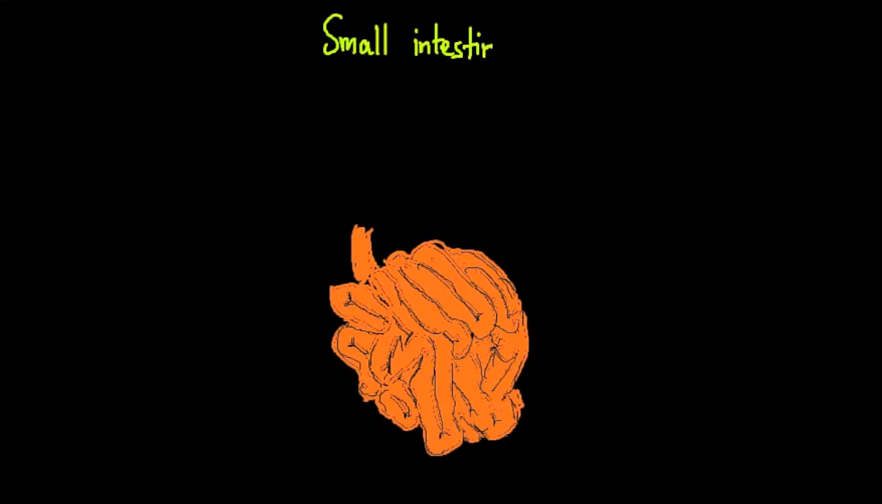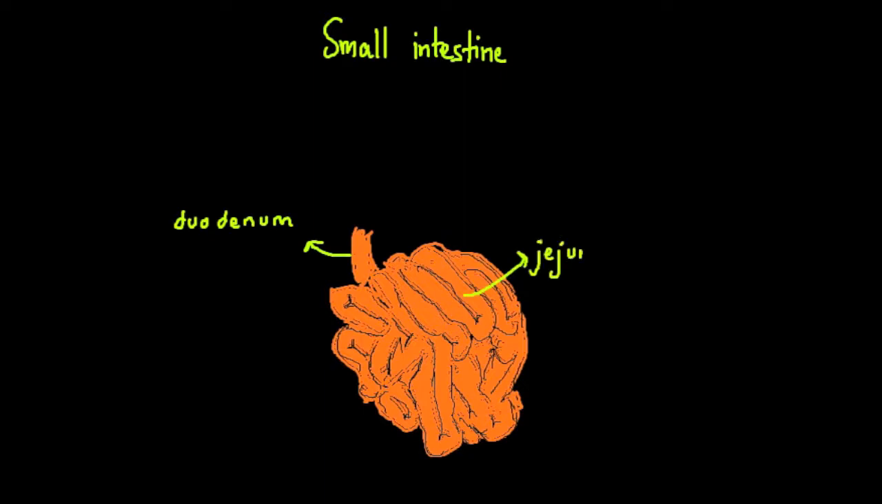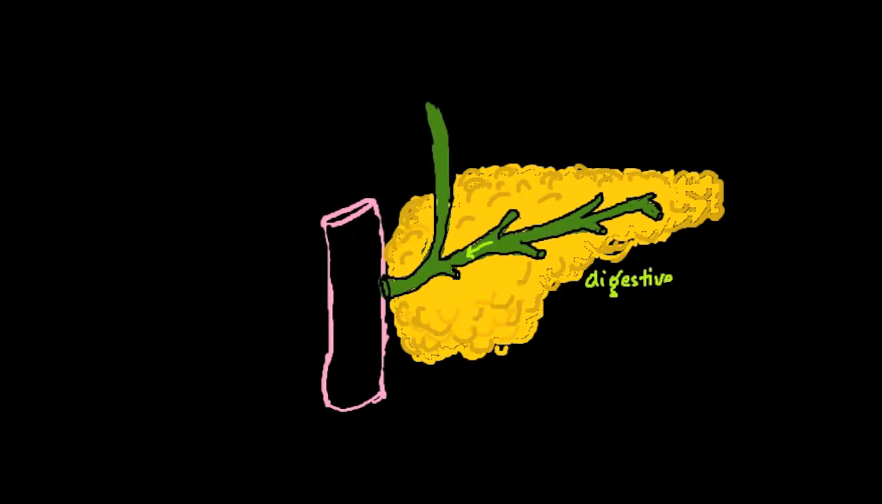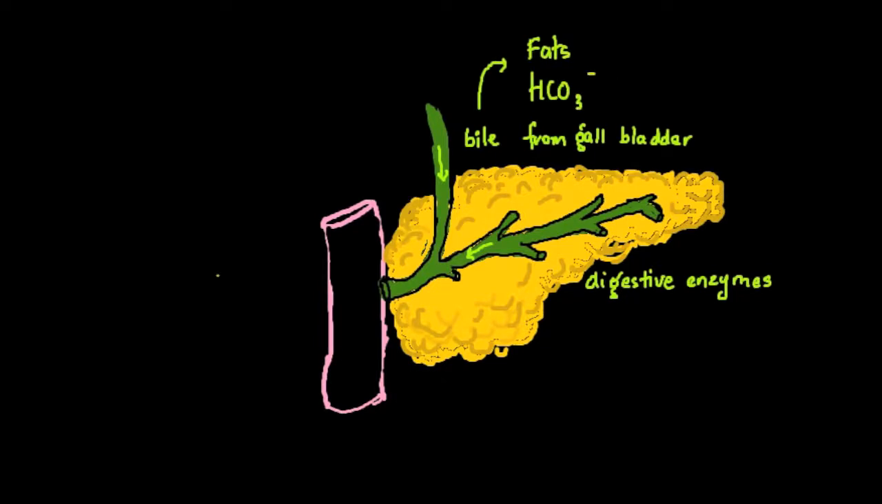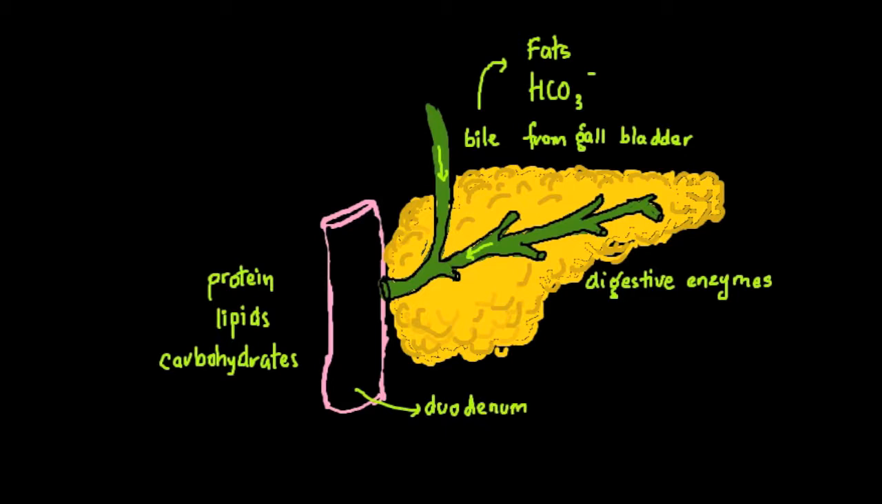In addition to the duodenum, the small intestine consists of the jejunum and the ileum. In the duodenum, digestive juices from the pancreas, containing digestive enzymes, in addition to bile from the gallbladder, are present. The bile emulsifies fats and also contains bicarbonate in order to neutralize the potentially harmful acid coming from the stomach. Proteins, lipids, and carbohydrates are all broken down in the duodenum. Digested food is then able to be absorbed into blood vessels in the wall of the intestine.